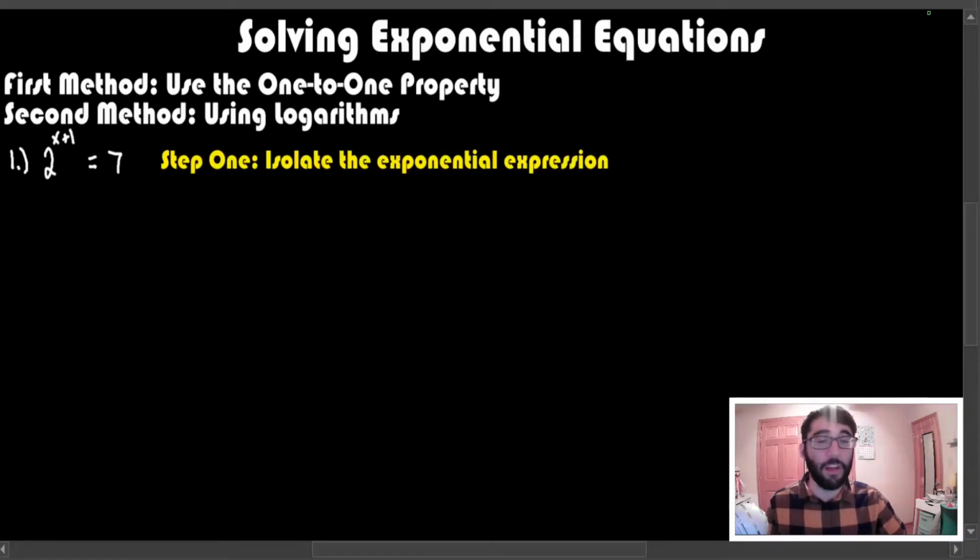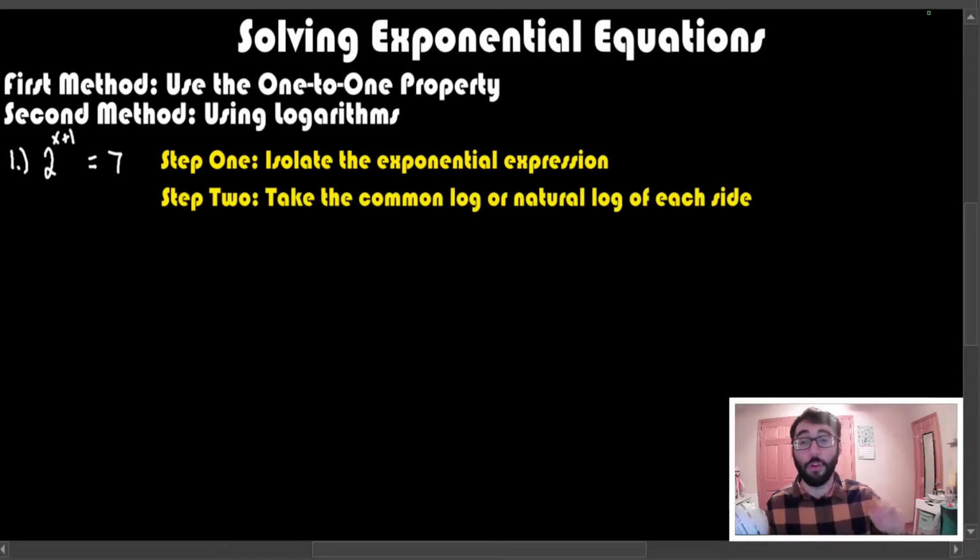The first thing that you need to do is you need to make sure that you isolate the exponential expression. Get it by itself. That's always going to be step one. Now, in this problem, we actually already had that, so we can move on to our second step, which is you are going to take the common log or natural log of each side.